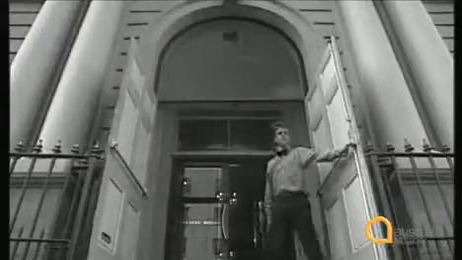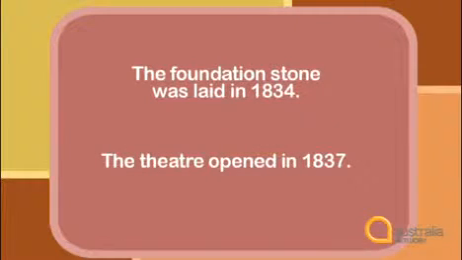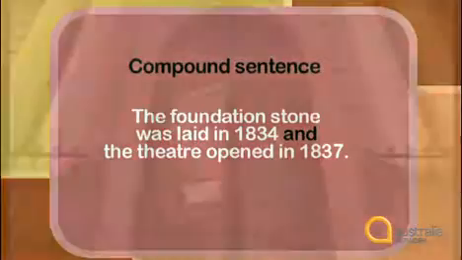You tend to use simple sentences for straightforward information. It is a lovely theatre to work in. It has excellent acoustics. You can add detail, but the idea is not complicated. Listen again. It's a classic three-tiered horseshoe-shaped auditorium. But it's best to use a variety of sentence types and not just a list of simple sentences. Listen to this. The foundation stone was laid in 1834 and the theatre opened in 1837. You can join two simple sentences together with and. The two sentences are, the foundation stone was laid in 1834. The theatre opened in 1837. Joining them with and gives you a compound sentence. Listen again. The foundation stone was laid in 1834 and the theatre opened in 1837.